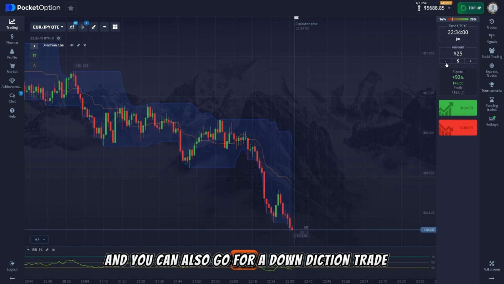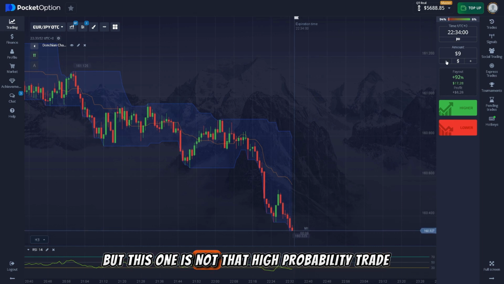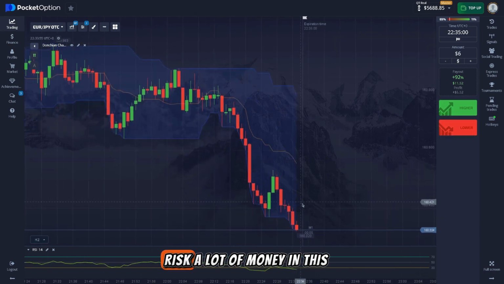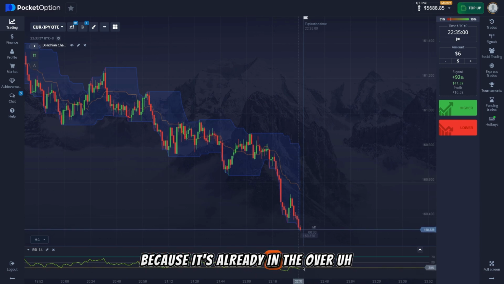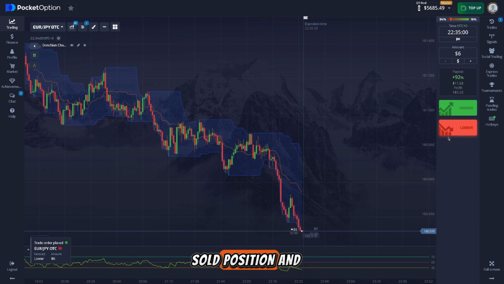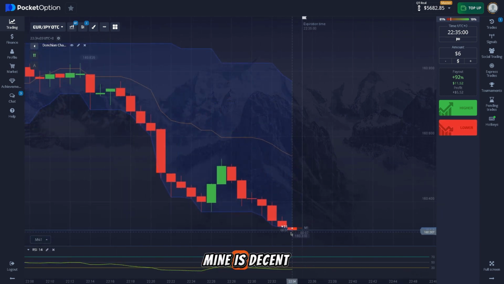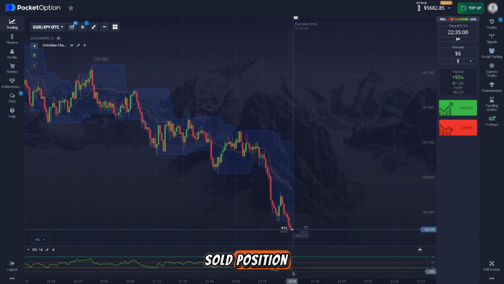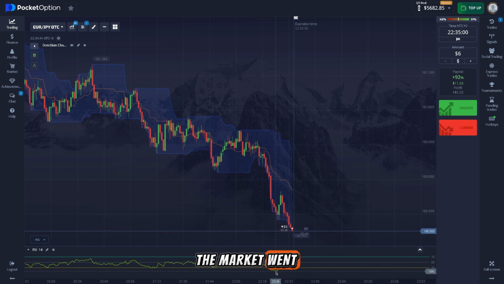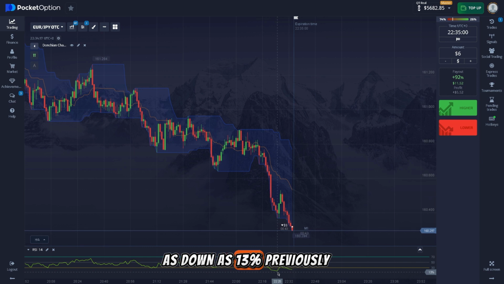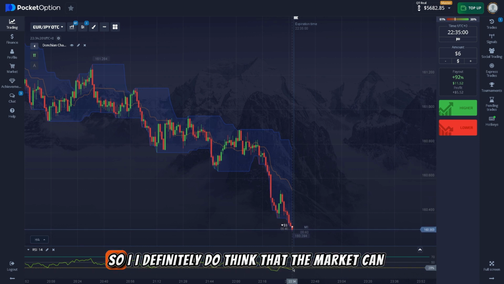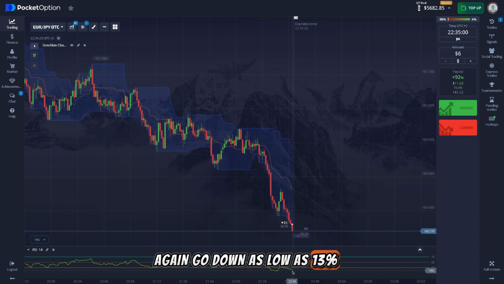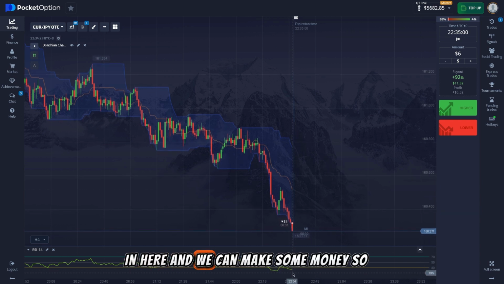And you can also go for a down direction trade, but this one is not that high probability trade, so I'm not gonna risk a lot of money in this because it's already in the oversold position, and my entry point is decent. But as you guys can see in the RSI, it's already oversold. But the market went as down as 13% previously, so I definitely do think that the market can again go down as low as 13% in here, and we can make some money.